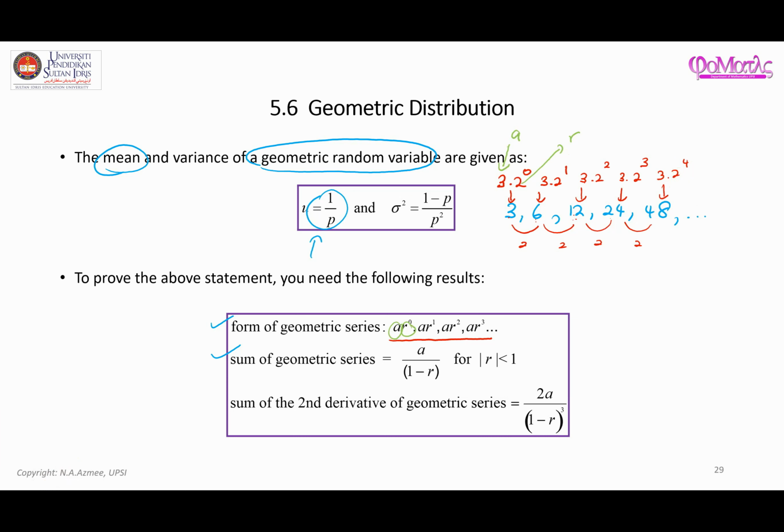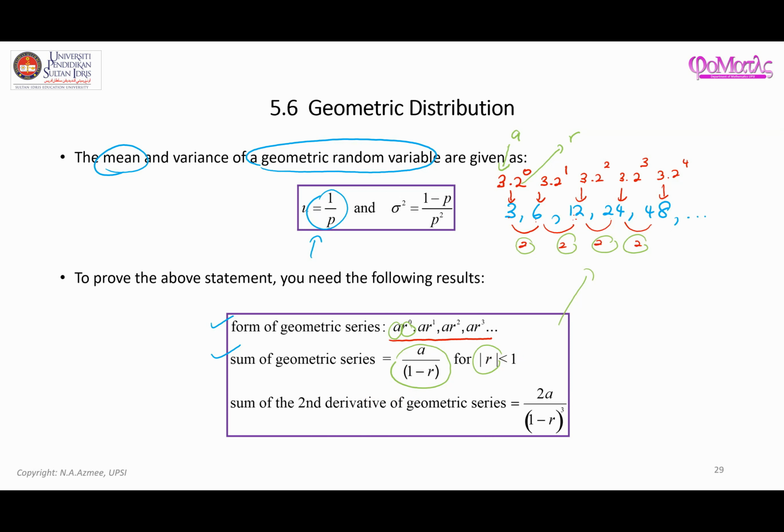And if the absolute value of r is less than 1, this is the formula that you can use to find the sum of a geometric series. But in this case, we cannot apply this formula because clearly the value of r here is greater than 1, okay?